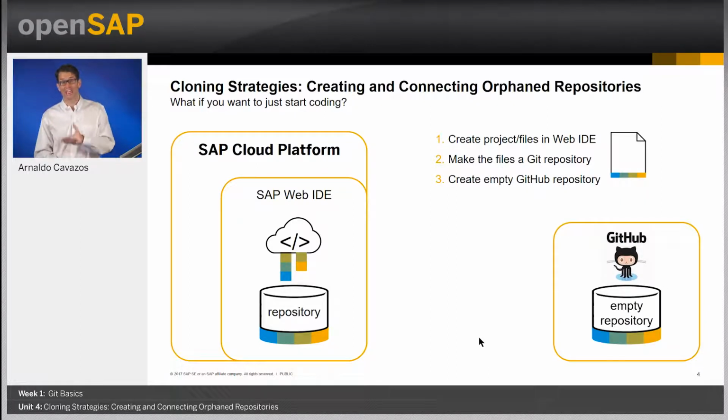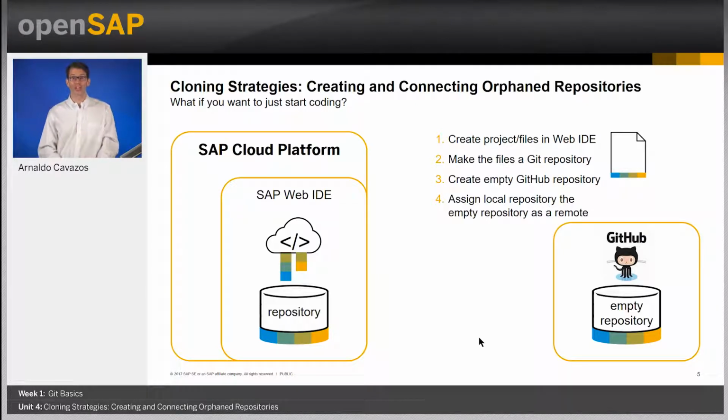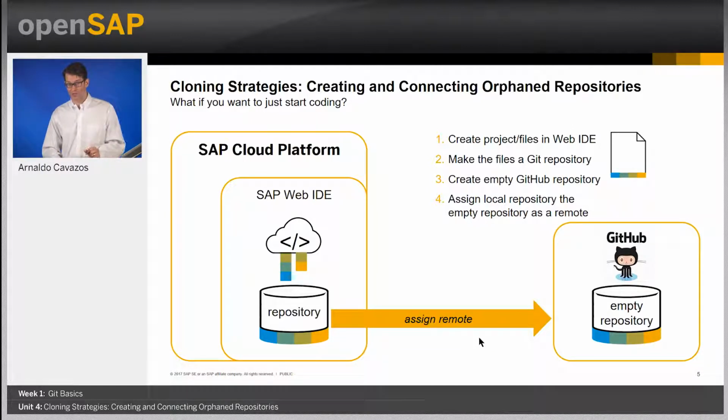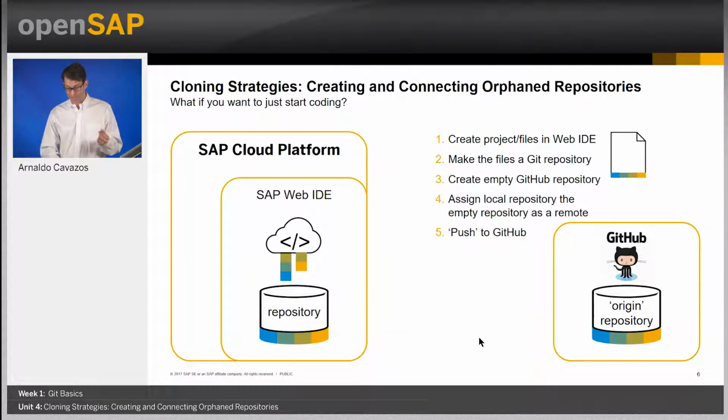Then you will create an empty GitHub repository. And of course, this could work with a home for your remote repository other than GitHub. Now, you can actually assign the empty GitHub repository as your remote origin repository, even though your local repository was there first. Now you've assigned it as a remote. Finally, you push your code to the origin repository so that the two are in sync.